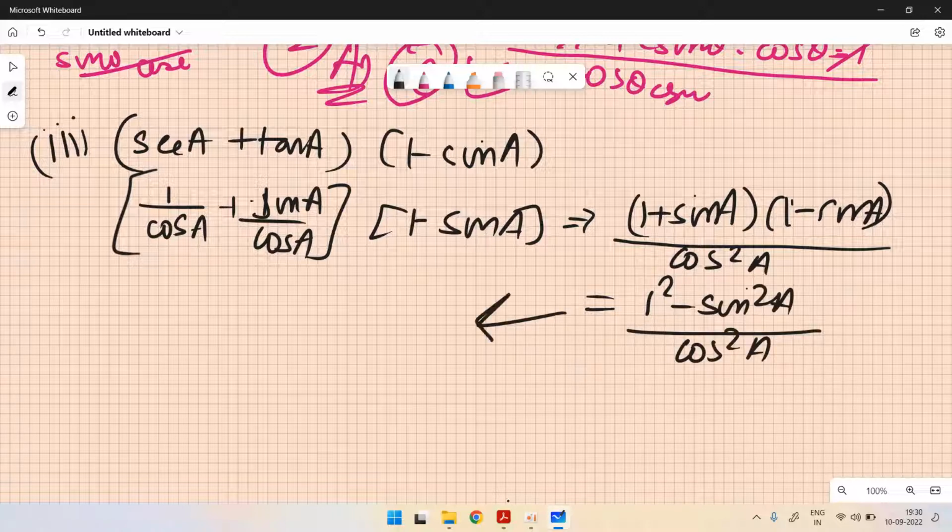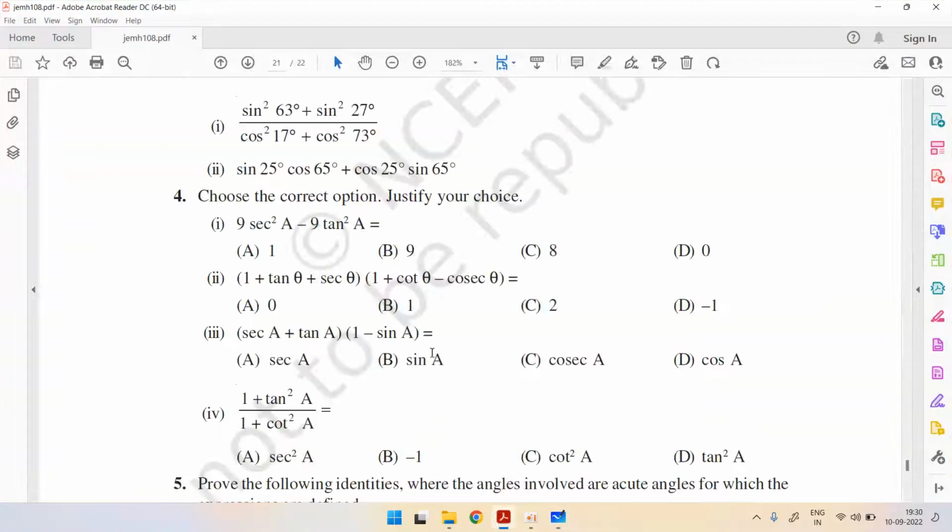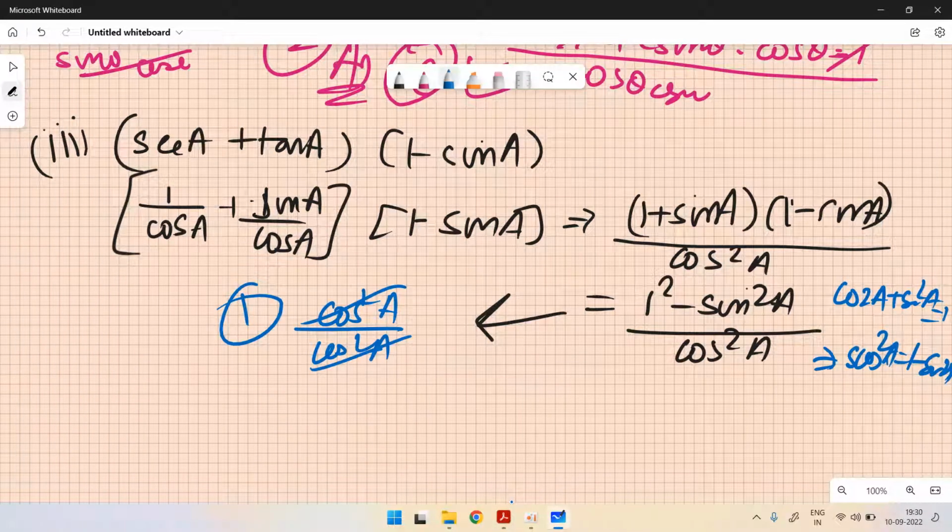You already know that cos square a plus sin square a equals 1, which implies that cos square a is 1 minus sin square a. So 1 minus sin square a is nothing but cos square a. Upon, the denominator is cos a, not cos square a. So this is cos square a upon cos a, and the expression becomes cos a, not 1.